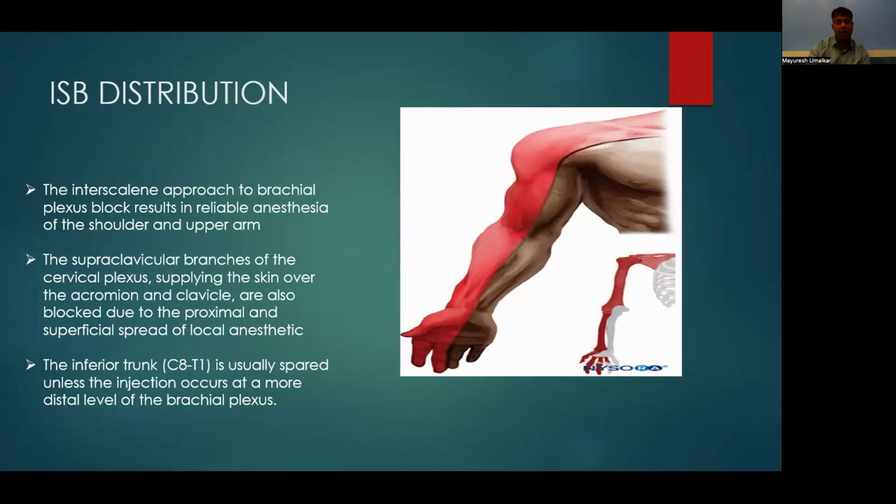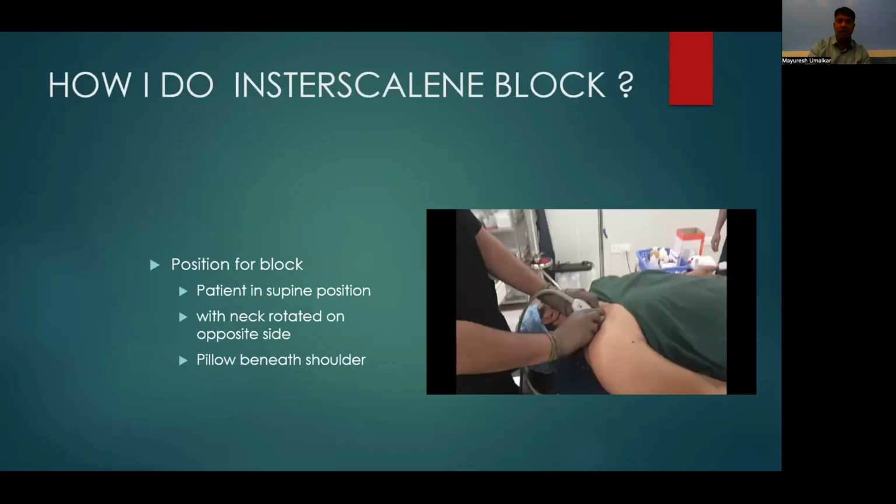Supraclavicular branches of the brachial plexus supplying the skin over the acromion and clavicle are also blocked due to proximal and superficial spread of local anesthetic. Now, how do I do an interscalene block? Position for block: patient in supine position with neck rotated to the opposite side and a pillow beneath the shoulder.